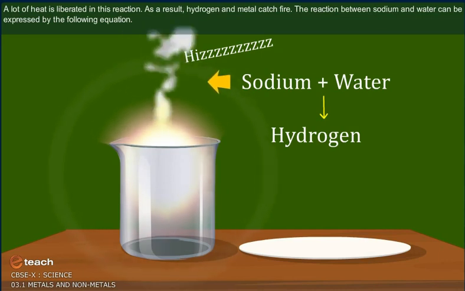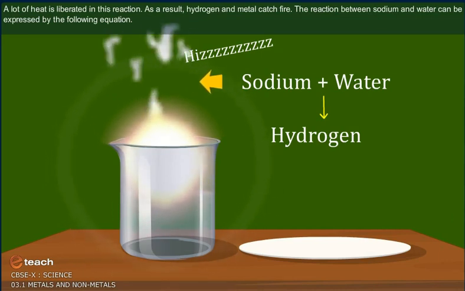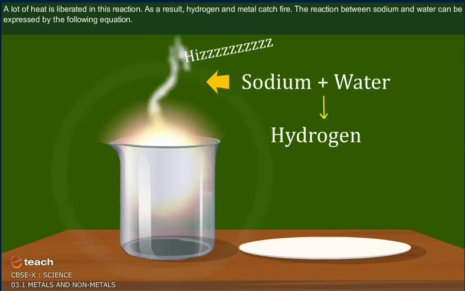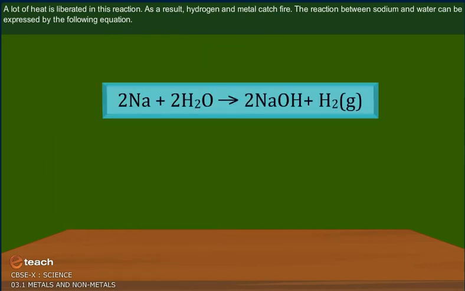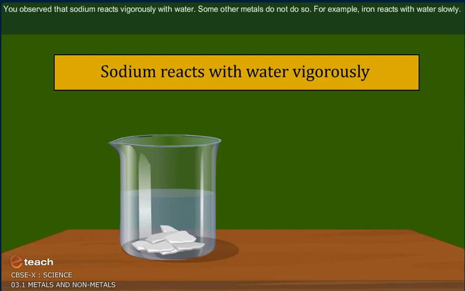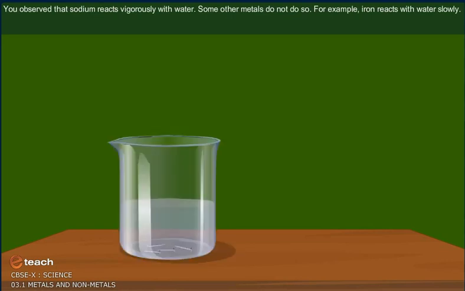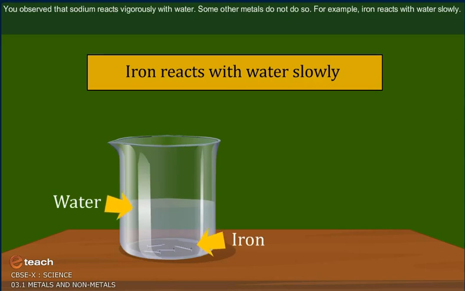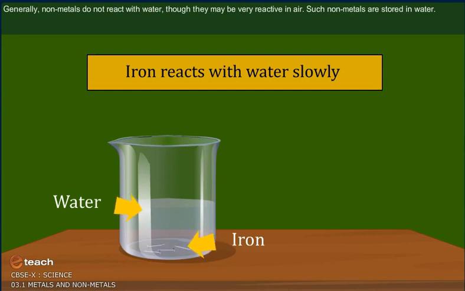The reaction between sodium and water can be expressed by the following equation. Sodium plus water produces sodium hydroxide and hydrogen. You observe that sodium reacts vigorously with water. Some other metals do not. For example, iron reacts with water slowly. Generally, non-metals do not react with water, though they may be very reactive in air. Such non-metals are stored in water.